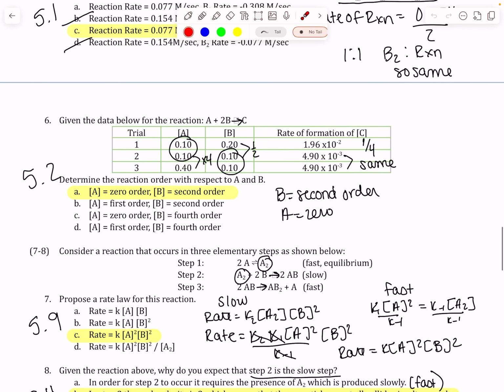All right, number 6 is a 5.2, which is determining those rate laws based on experimental data. So we've got our equation right here. Here's my rate of formation of C. Here's each of my individual reactants, and I need the reaction order with respect to each of them.